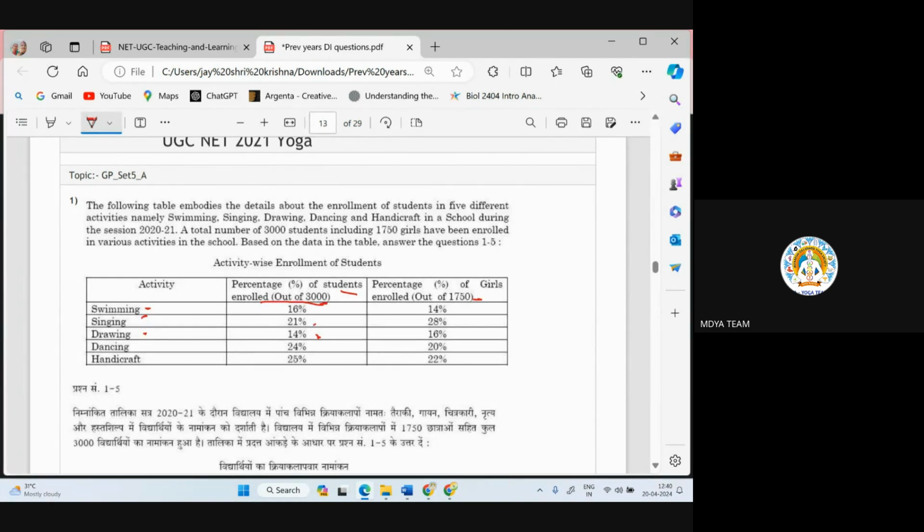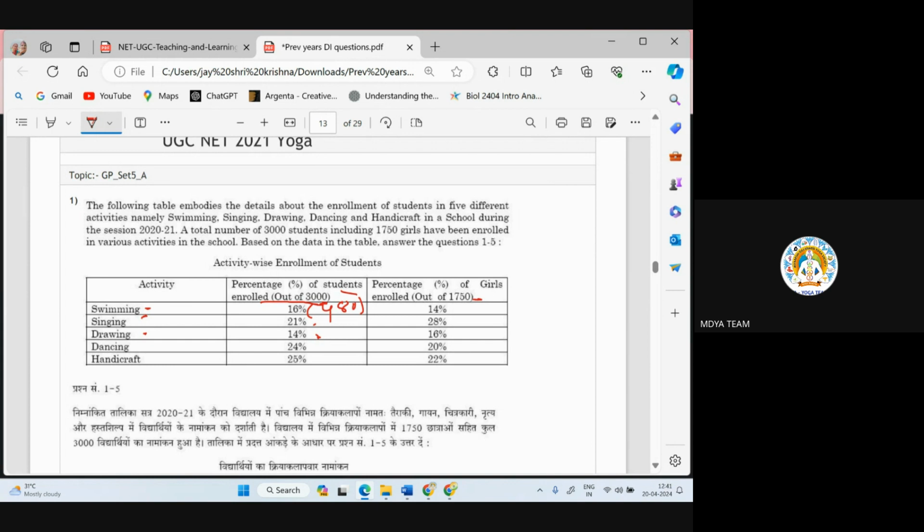So if out of 3000, 16% of students are enrolled in swimming, can you calculate the number of students enrolled in swimming? Total students, both boys and girls. How much will it be? 3000 into 16 upon 100. So what value will you get? 480. Yes. So 480 students are enrolled in swimming. This includes all the boys and girls.